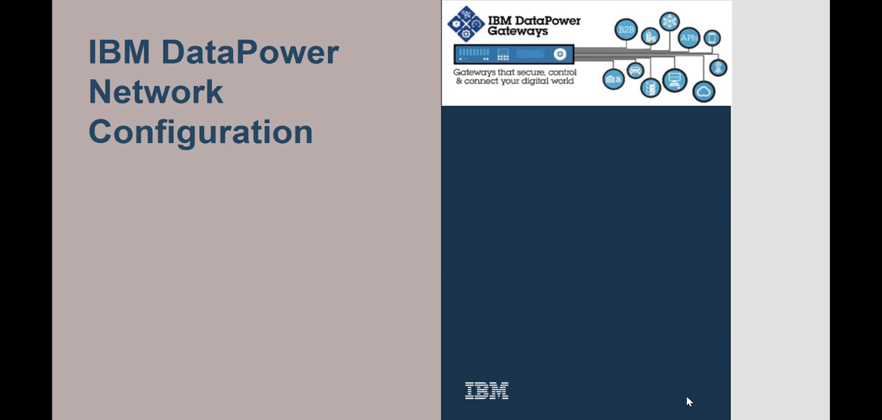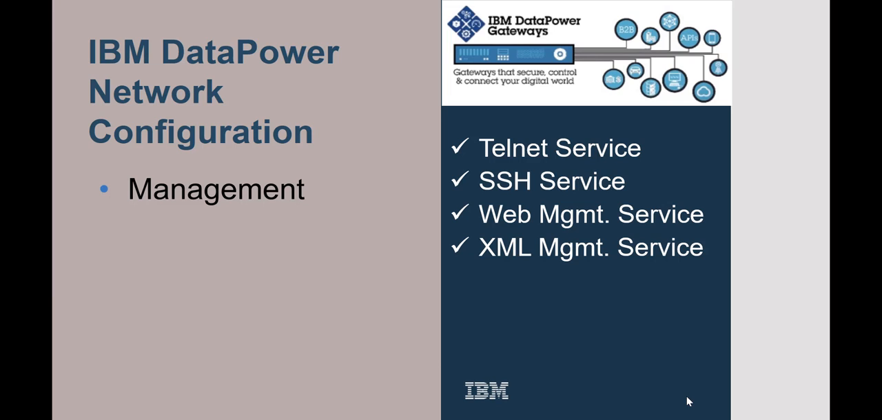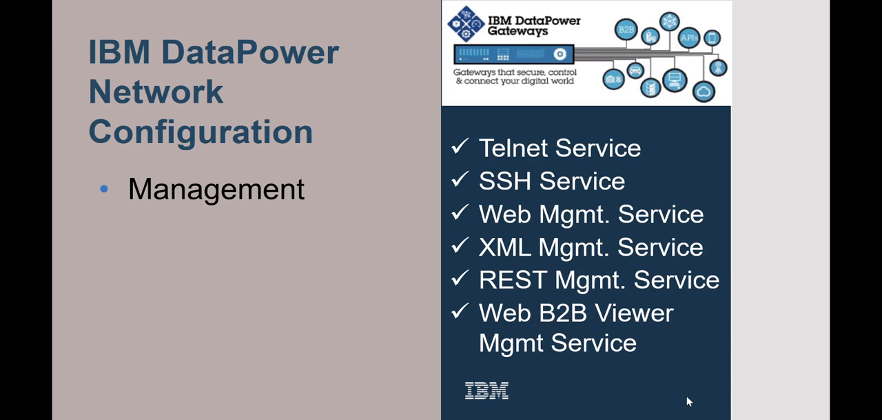In this demo, we're going to take a look at the IBM DataPower Network configuration. Specifically, we're going to look at the management services. We're going to take a look at the Telnet service, followed by the SSH service, the Web Management Service, XML Management Service, the REST Management Service, and finally the Web B2B Viewer. We'll take a look at these, see how they're configured and how they're used within DataPower. So let's go ahead and get started.